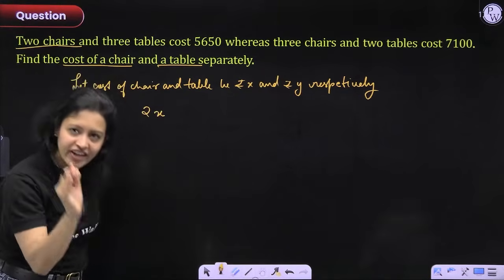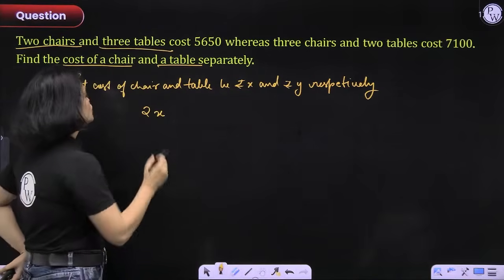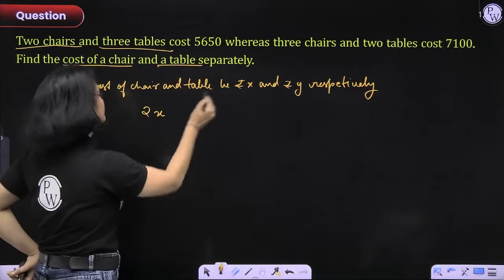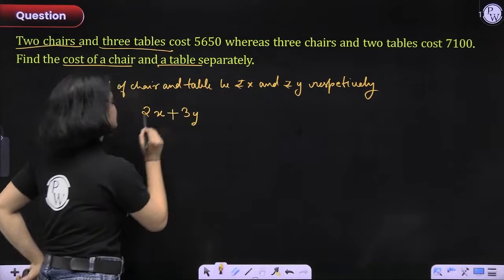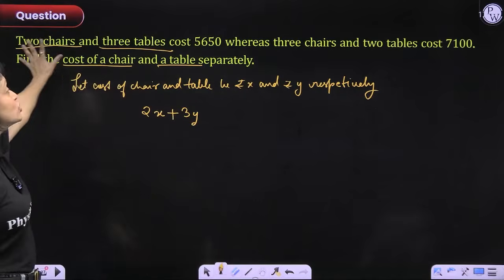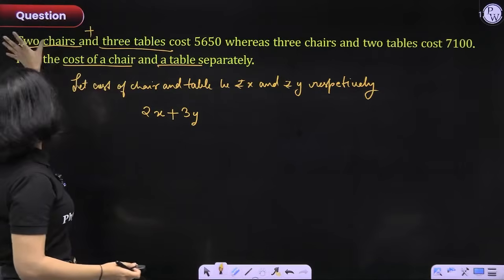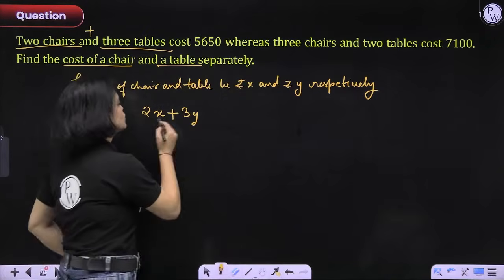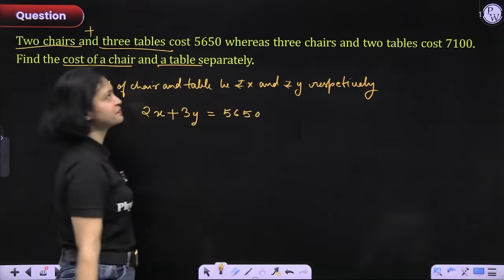Unitary method, very simple. They are buying 3 tables also. So if the cost of 1 table is y rupees, the cost of 3 tables would be 3y rupees. And the total cost is given. They are saying 2 chairs and 3 tables, and always addition, right? So both of these cost a total of 5650 rupees. So 2x + 3y is equal to 5650 rupees, everyone.